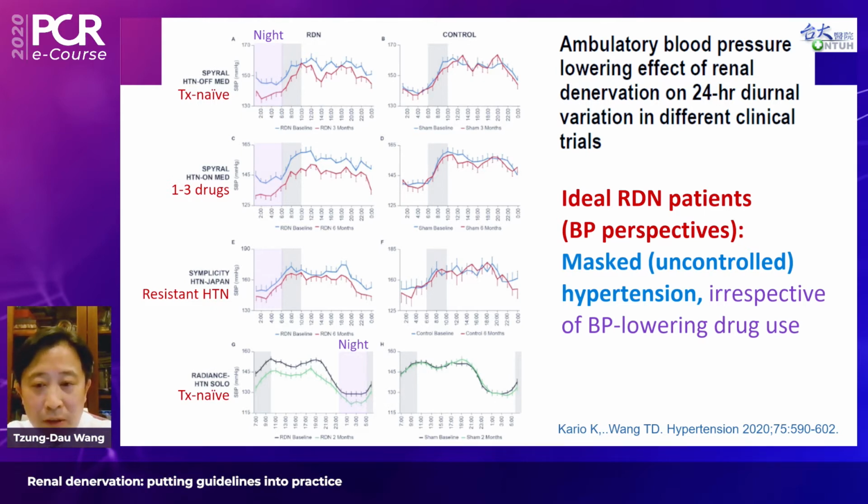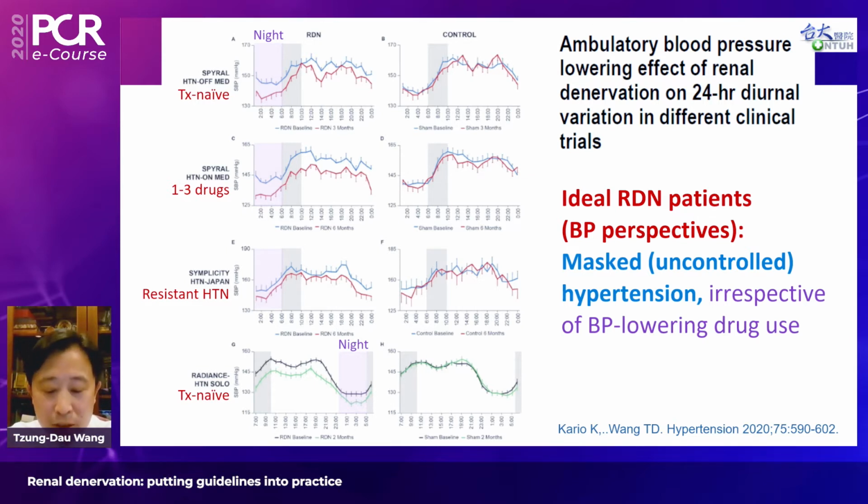And another aspect from the blood pressure point of view is that renal denervation should not be viewed as a last resort for blood pressure control. It should not be reserved for those patients with resistant hypertension alone. Actually, based on the SPYRAL HTN-OFF MED and RADIANCE-HTN SOLO study, patients with treatment naive hypertension, or uncontrolled with only 1 to 3 drugs in the HTN-ON MED trial, or the traditional resistant hypertension in the Simplicity HTN-Japan trial, all demonstrate renal denervation consistently effective in achieving a significant blood pressure reduction in all spectrum of hypertensive patients. So these are two blood pressure profile aspects.